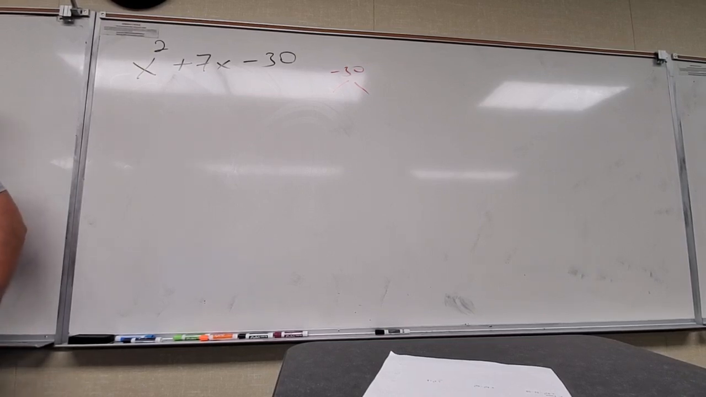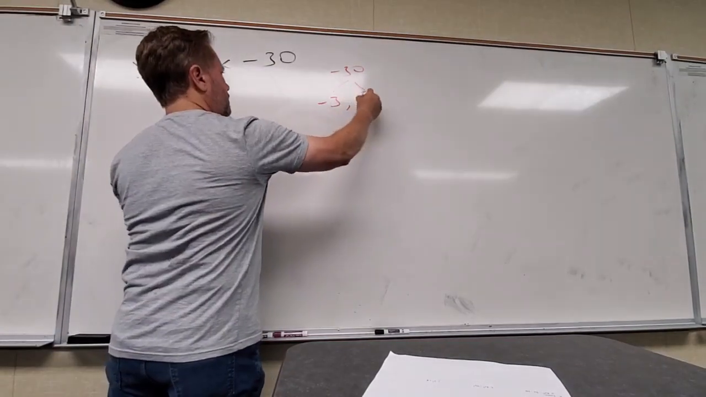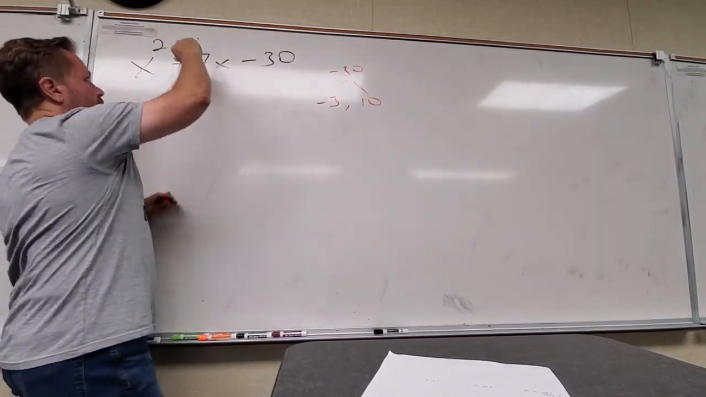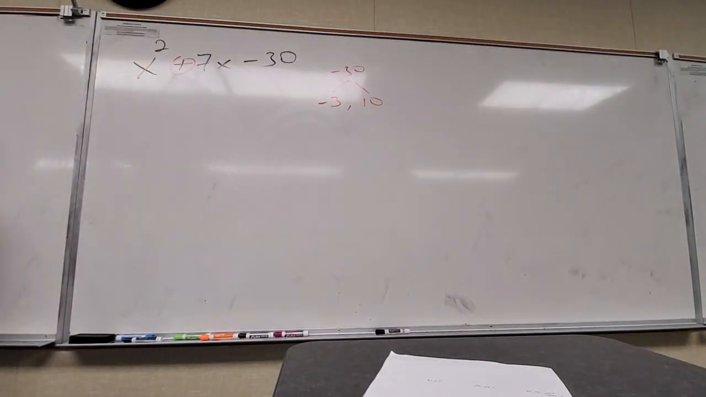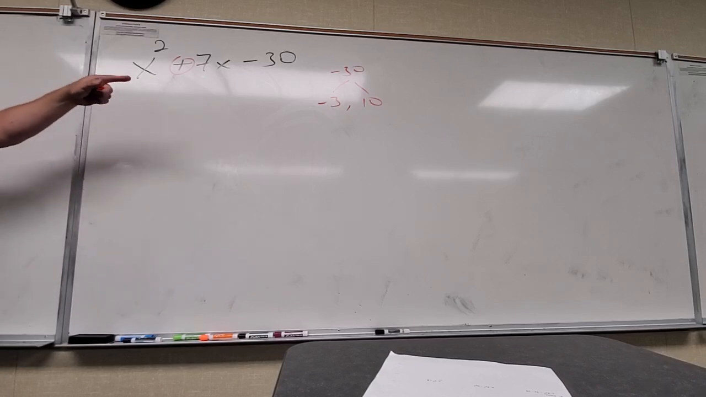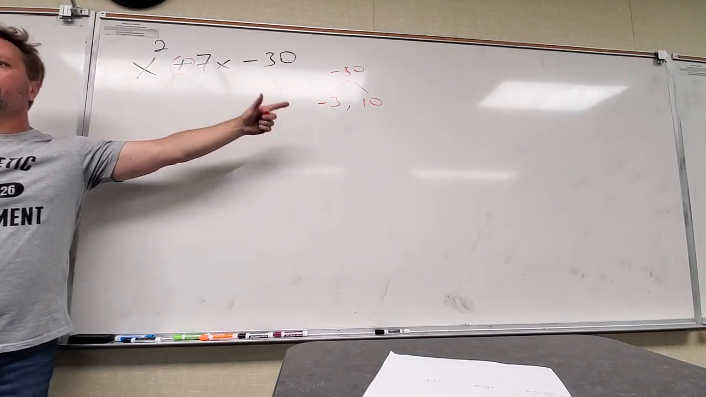So what'd you guys get? Negative 3 and 10. If I do negative 3 and 10, I do get positive 7. Since this is plus, the bigger one has to be positive. So don't look at it as a bunch of stuff to memorize. Look at it as a bunch of checks and balances. Positive 7, okay, they better become positive 7 when you add them.